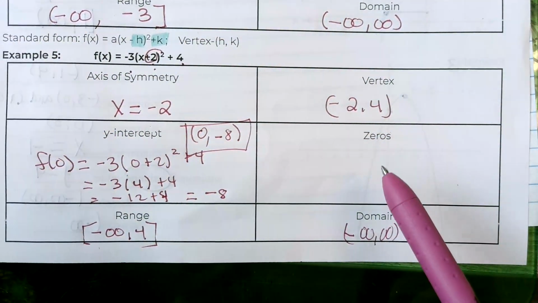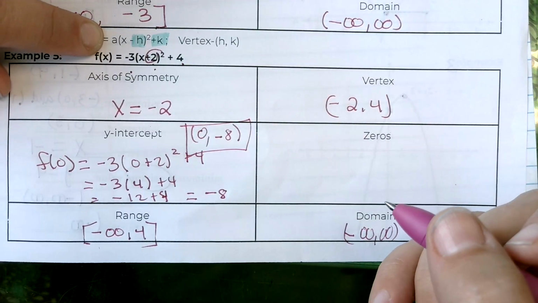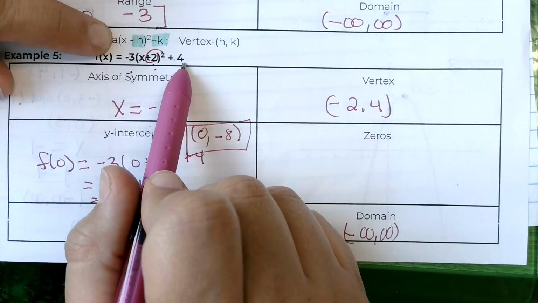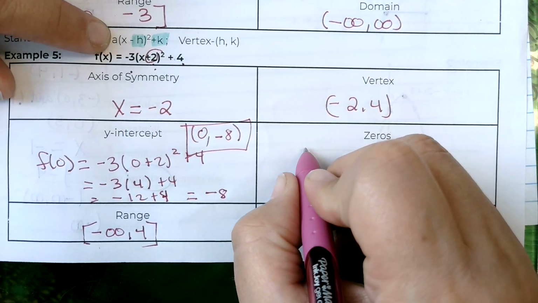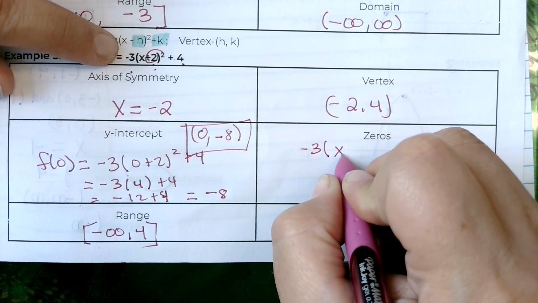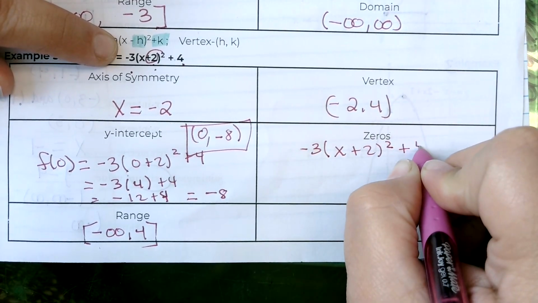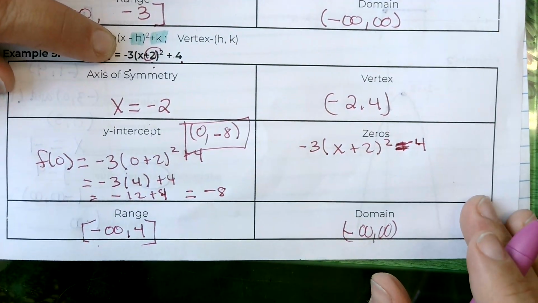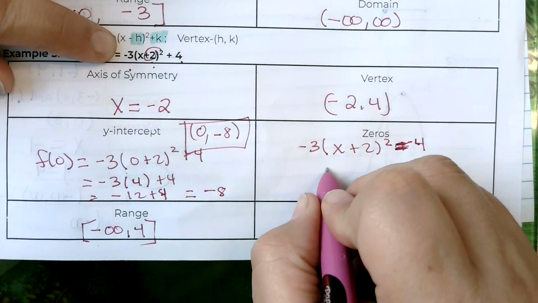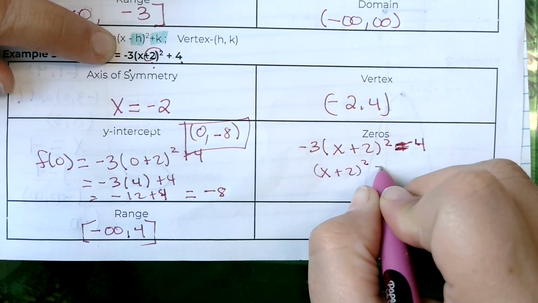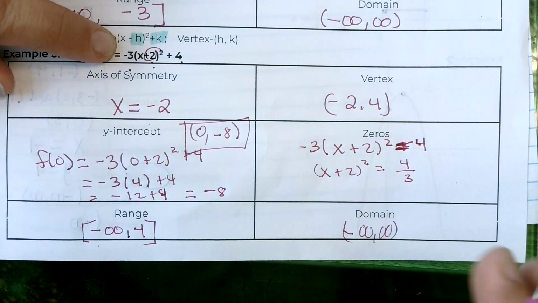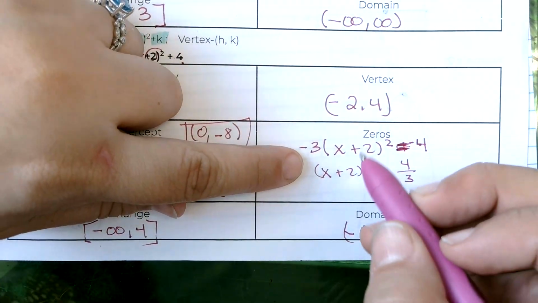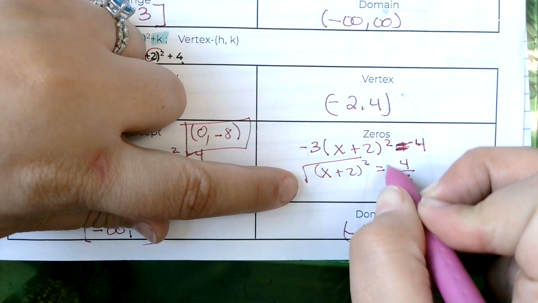And then for the zeros, we have to use the square root method. So I'm going to write this equation again, but I'm going to move the 4 to the other side of the equation to give me a negative 4. So negative 3 times (x plus 2) squared plus, I forgot what I told you I was going to do, equals negative 4. Divide by negative 3, so we have (x plus 2) squared equals 4/3. I'm just going to leave the fraction. If you feel like changing it to 1.333, you can. Square root both sides.